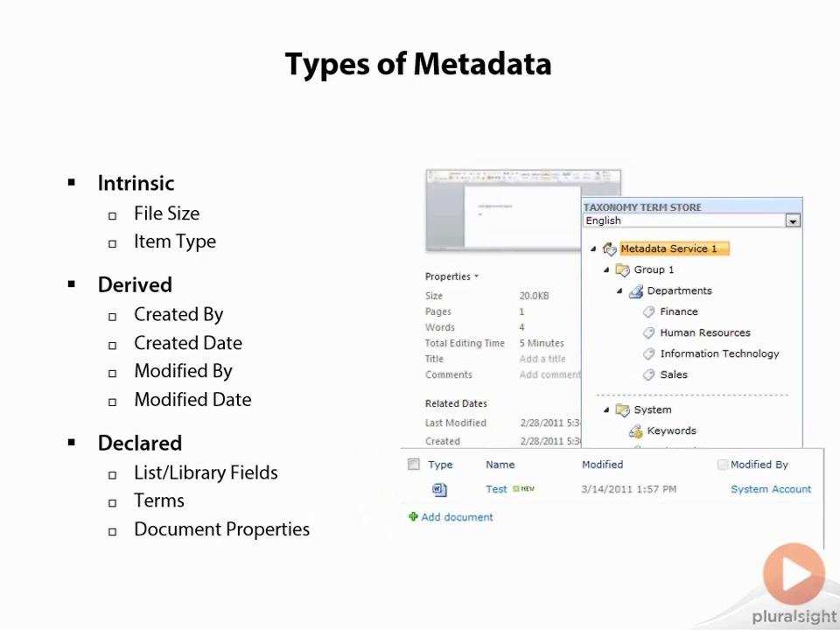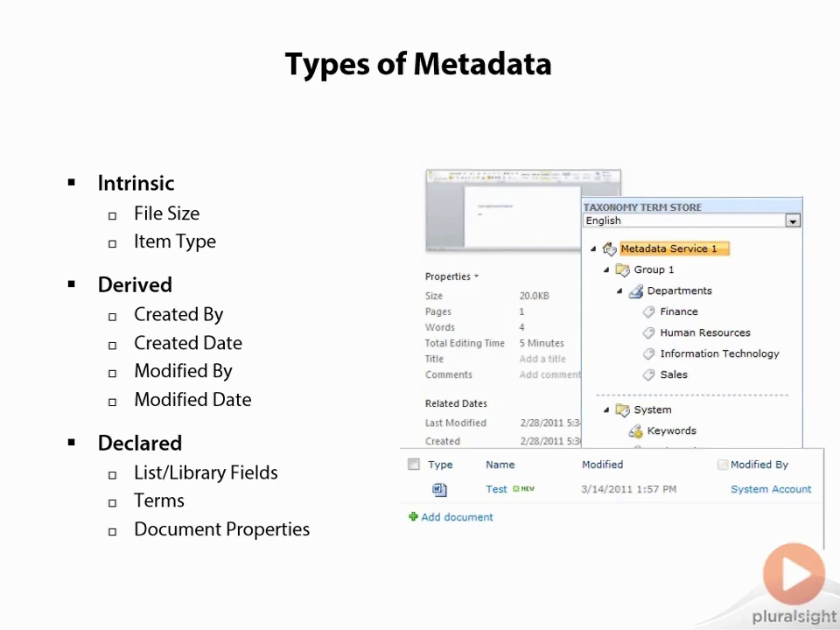We've talked about metadata a couple of times, and this is a situation where we have different kinds of metadata. Some of the metadata we get automatically. Intrinsic, like file size and item type, those are intrinsic to it. We also get derived things, who was it created by and when, and same thing with modified. Those kinds of metadata come on their own.